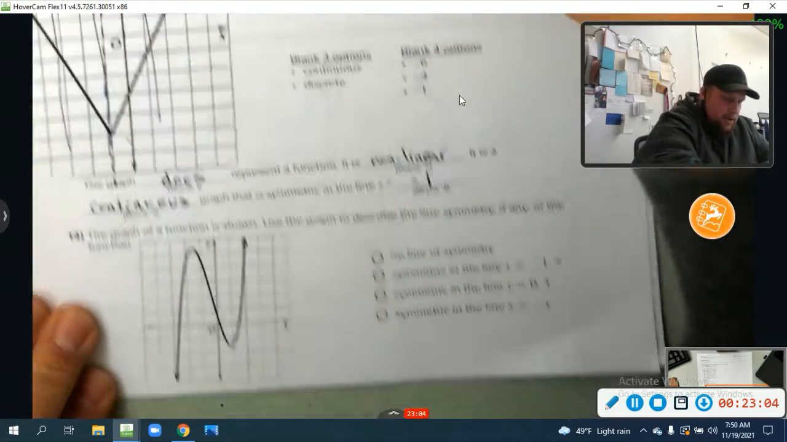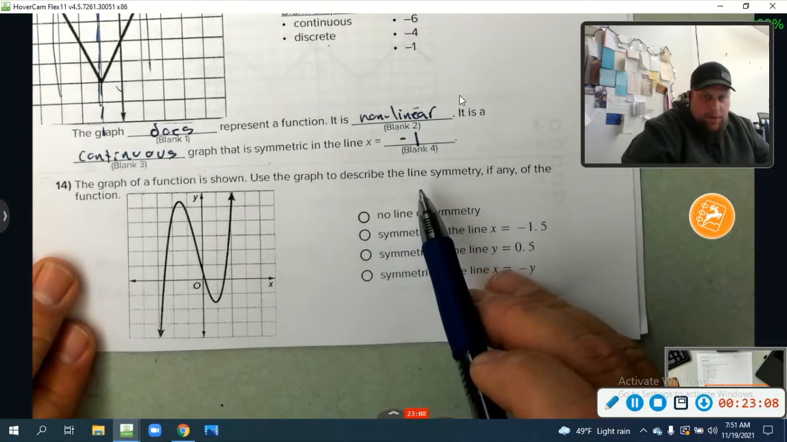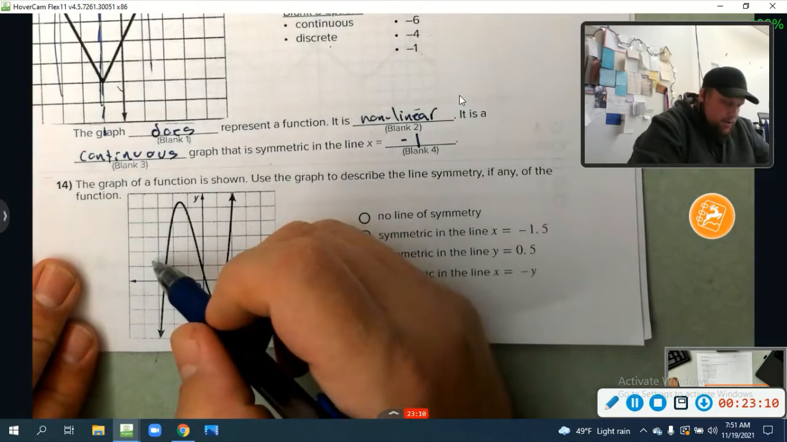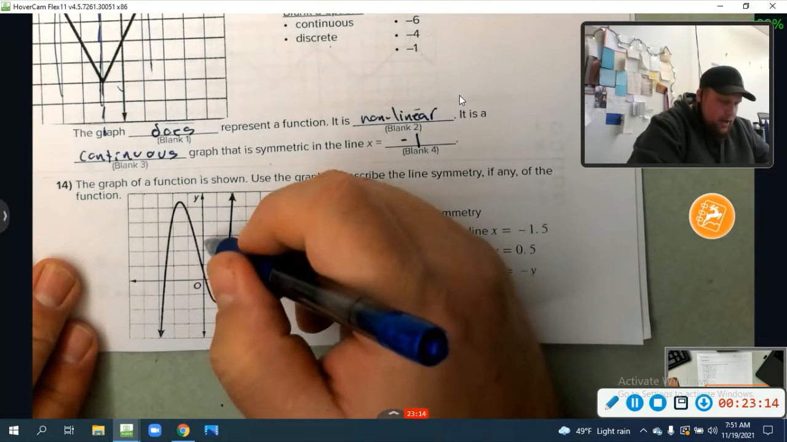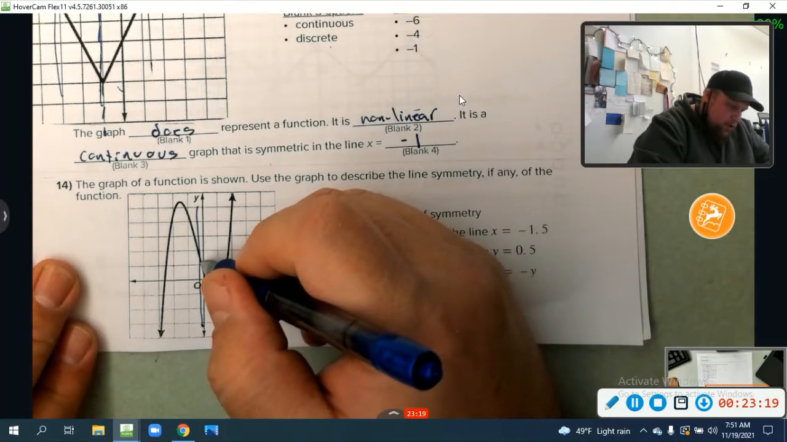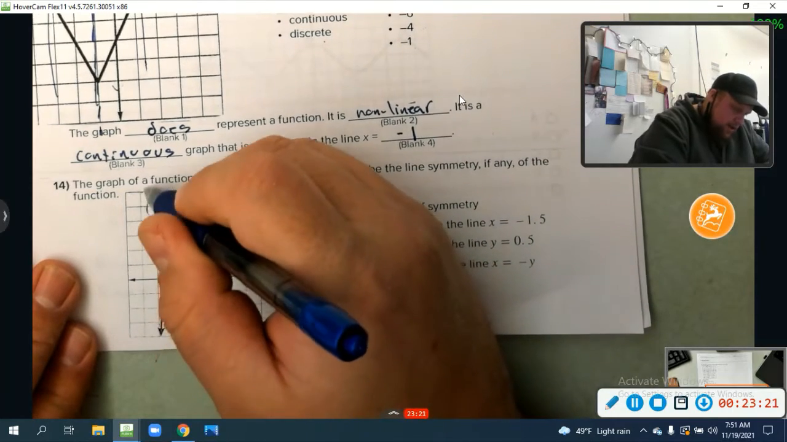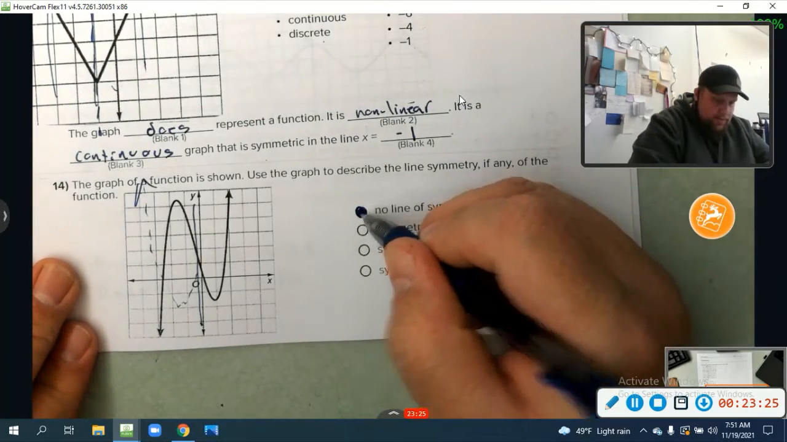And last but not least, the graph of the function is shown. Use the graph to describe the line of symmetry, if any, on the function. Is there anywhere I can put a line that would make this fold on itself? Nope, there's not. A lot of our brains want to say like right there, but again, if I folded it over, it'd be like this, right? So that's not a line of symmetry. No line of symmetry.